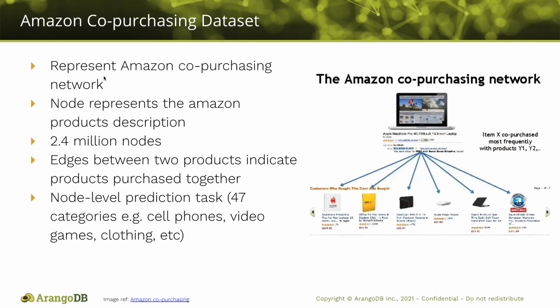A little introduction about how this dataset is constructed. The co-purchasing dataset represents the Amazon co-purchasing network. Here the nodes represent Amazon product descriptions. We have 2.4 million nodes, and the edges between two products indicate that the products were purchased together. Whenever two products are purchased together, an edge is constructed between those two nodes. This will be a node-level prediction task where the dataset has 47 categories, for example cell phones, videos, video games, clothing, etc.